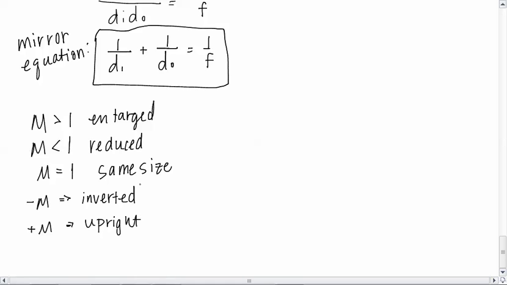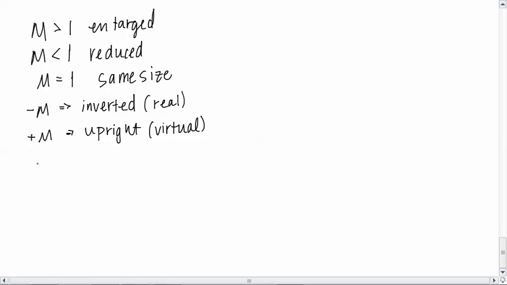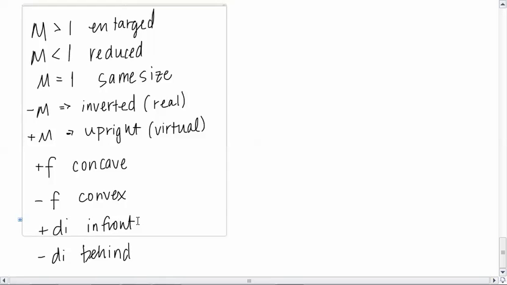And I'll tell you a secret, an inverted image is always real. An upright image is always virtual. Now for the focal lengths, we have a positive focal point for a concave mirror and a negative focal point for a convex. A positive image distance means the image is in front of the mirror, and a negative image distance means the image is behind the mirror. And that is all.